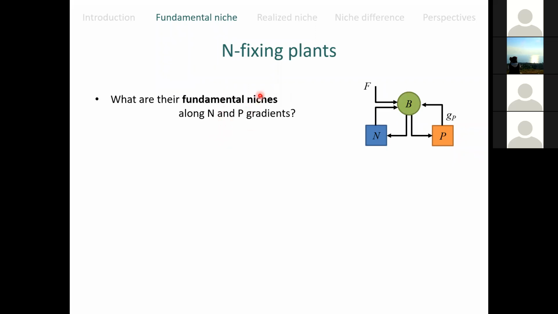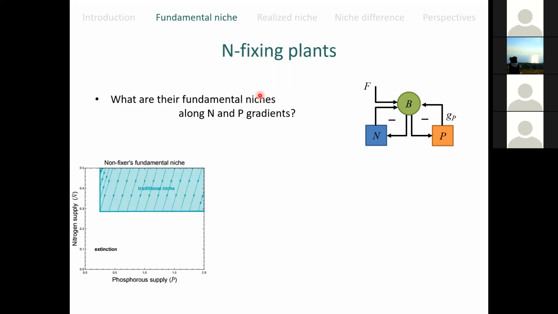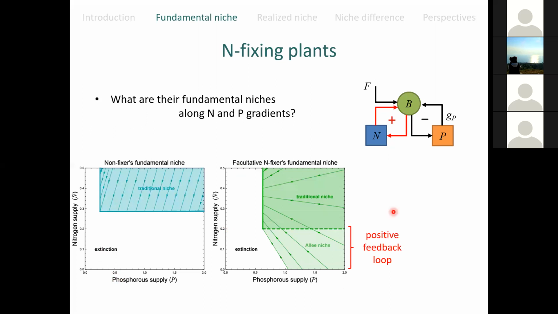So now we have two gradients, nitrogen and phosphorus availabilities. So it's going to be like a classic 2D niche setup. And we recover for the non-fixer the classic L-shaped zero net growth isocline. And as you can see, the impact vectors are all pointing down, which means that basically the non-fixer is consuming both nitrogen and phosphorus. Okay. Now, what happens with the facultative N fixers?